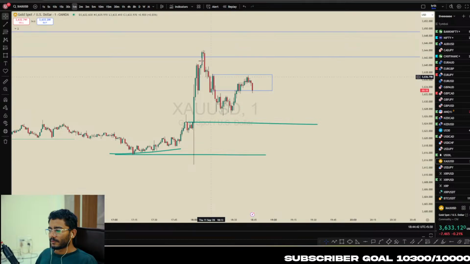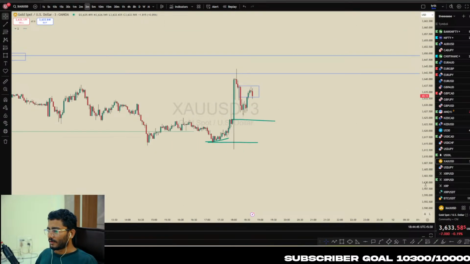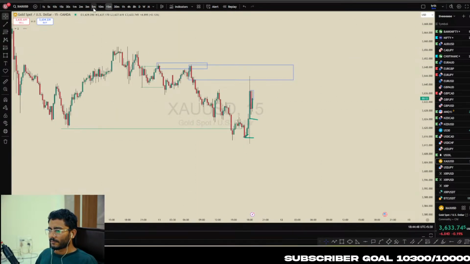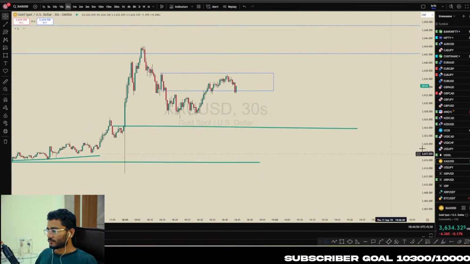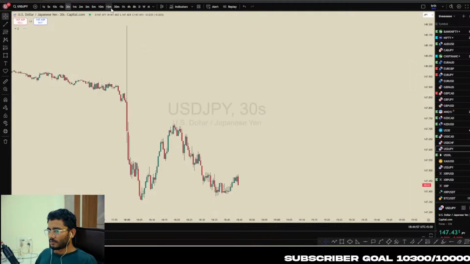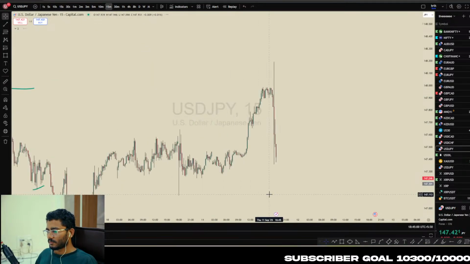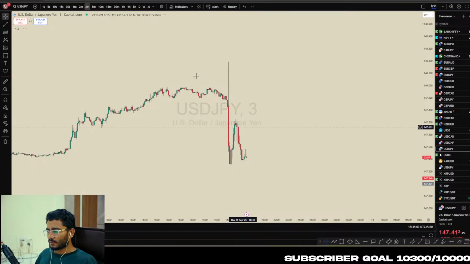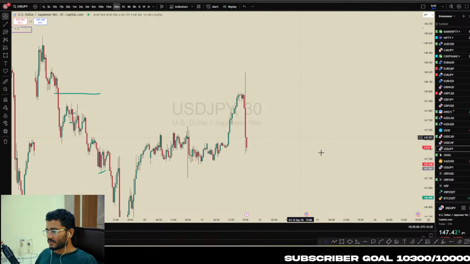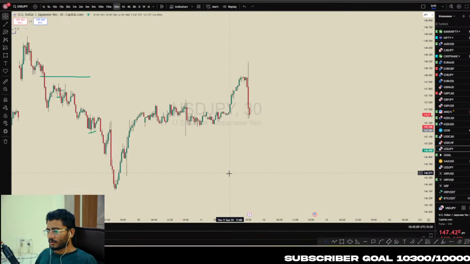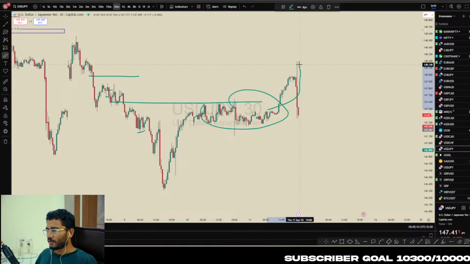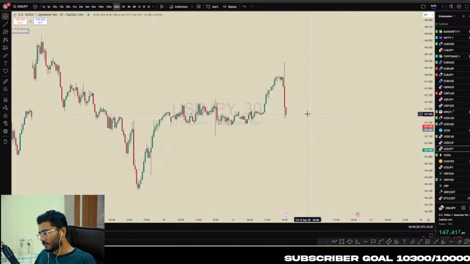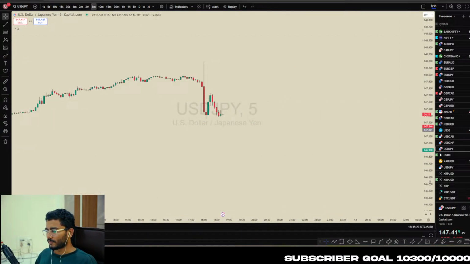USD JPY, let's see. The move is coming in, but the entry is not good. Sorry, USD JPY. I was looking for sell from here. It consolidated over here. Because of news, it tapped this order block. There was an order block above this high. We will look for sell on USD JPY, but there is no entry over here.